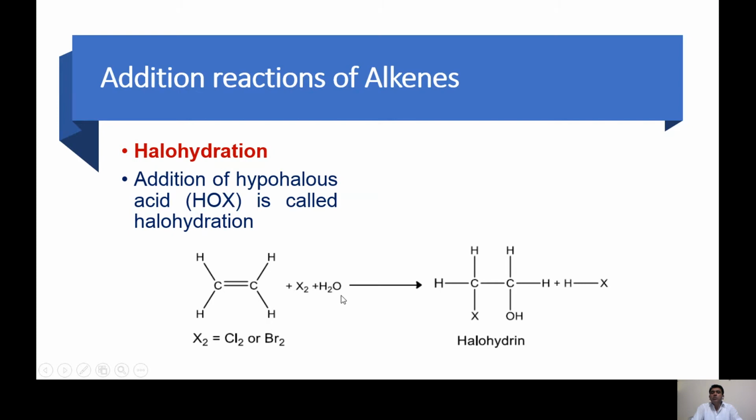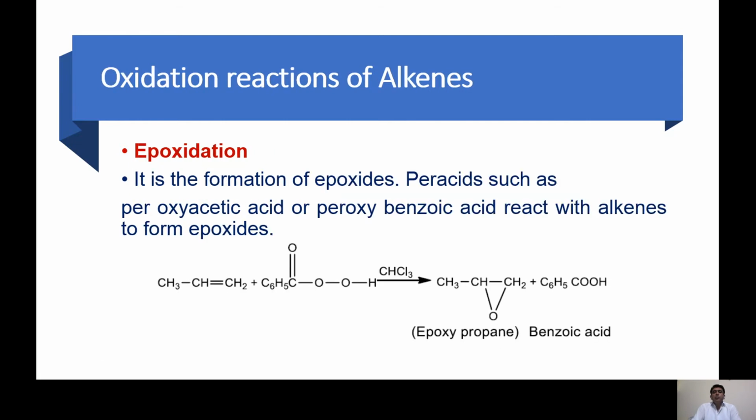We are adding the halogen plus water. So by the addition of this, we directly get the HOX. One carbon will get the OH and the second will get the X. So X and OH, this is called a halohydrin. If this is chlorine, it will be called a chlorohydrin. If this is bromine, it will be called a bromohydrin. This kind of reaction is called halohydration. So these are some addition reactions, for example hydrogenation, halohydrogenation, hydrohalogenation, halogenation, hydration, and so on.